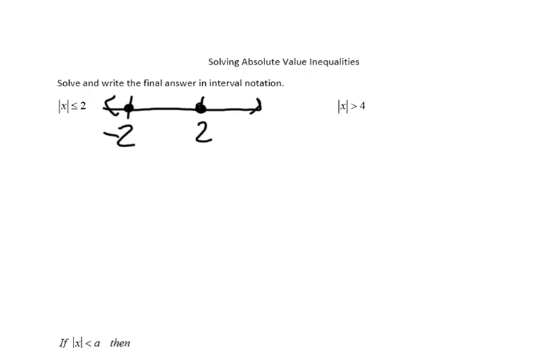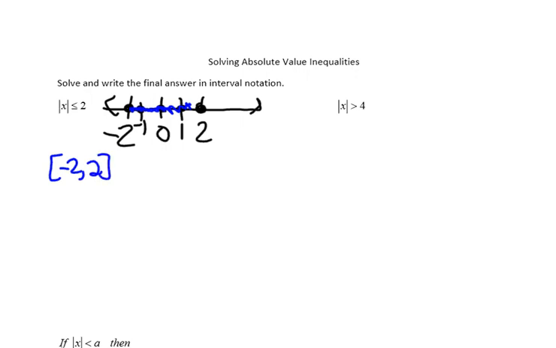So what other numbers would actually make this inequality true? Well, certainly 0, 1, and -1. So it should be any number that is in this interval. So I can write this out in interval notation as -2, 2.